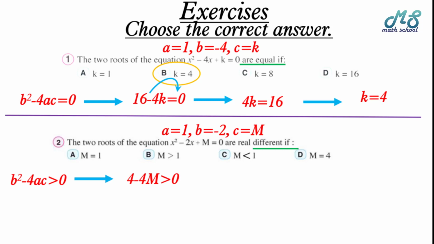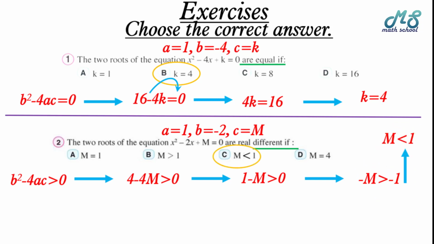Now divide both sides by 4, we get 1 minus m greater than 0. Now guys, we can move 1 to the other side to be subtracted. We get negative m is greater than negative 1. Pay attention guys, we will divide by negative 1. We change the sign of the inequality to be less than. Don't forget. Now we get what? m less than 1. So the correct answer, it will be C.